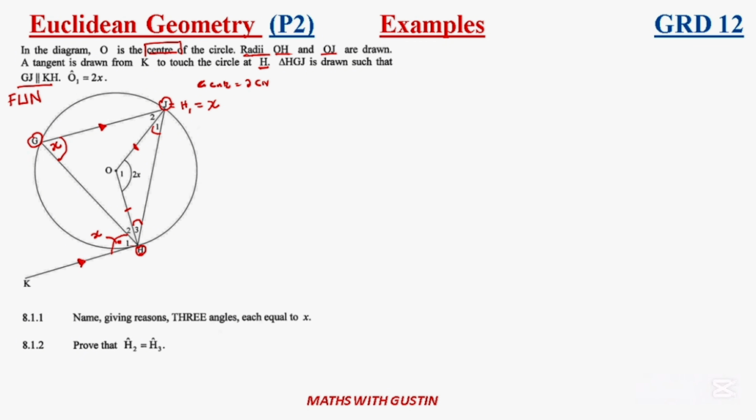Let's look at question number 8.1.1. It says name and give reasons for 3 angles each equal to x. Right, so this is 8.1.1. This is the one we just did now, guys.